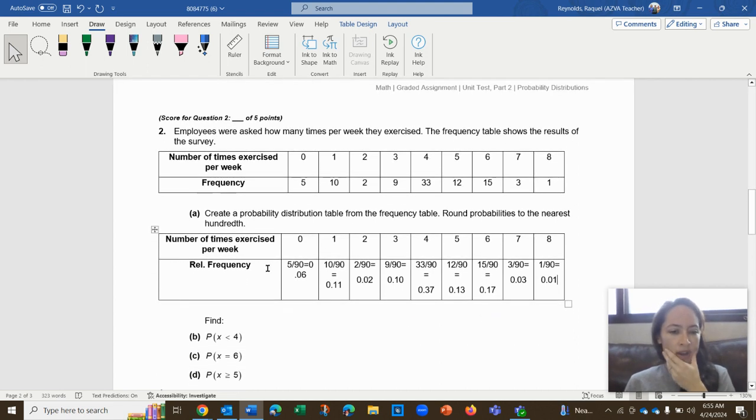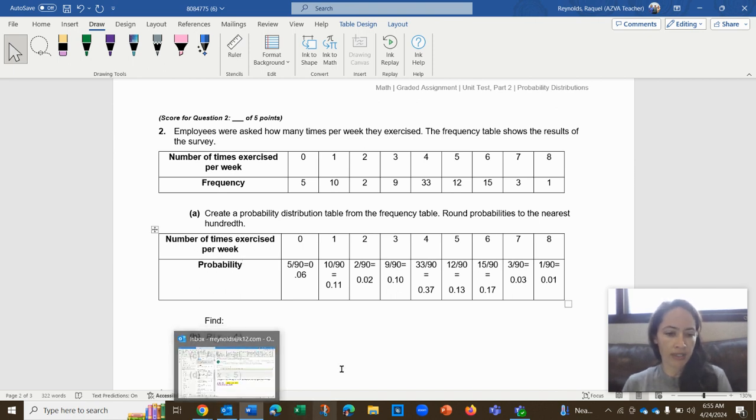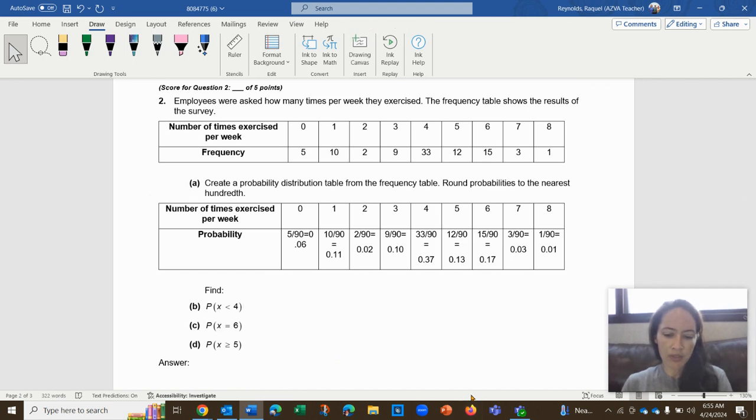So we have now our probability that we randomly ask an employee and they will say one of those frequencies that they exercise. So now we're going to go down here and answer this. You can show your work if you want. I'm going to talk about it.